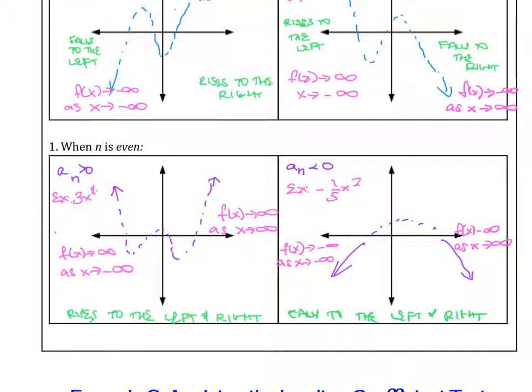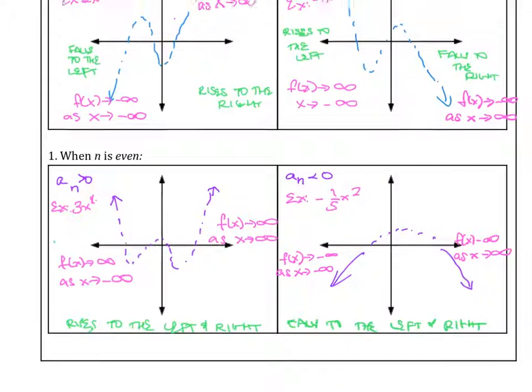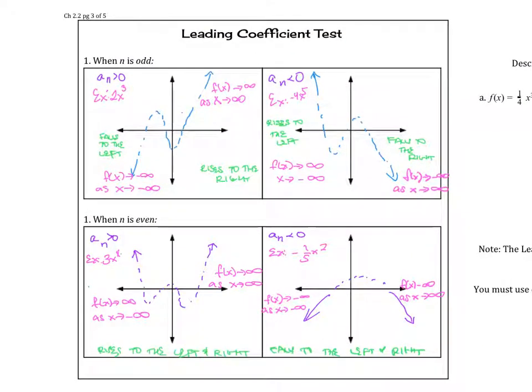So the leading coefficient test just has us look at what's called end behavior. Hopefully you remember this from Algebra 2 last year, but it's the same thing. As the degree is odd, you know that it goes in opposite directions. If it's positive, it goes up on the right and down on the left, and if negative, up on the left and down on the right. When n is even, they go exactly the same direction. If it's positive, both ends go up. If it's negative, both ends go down.